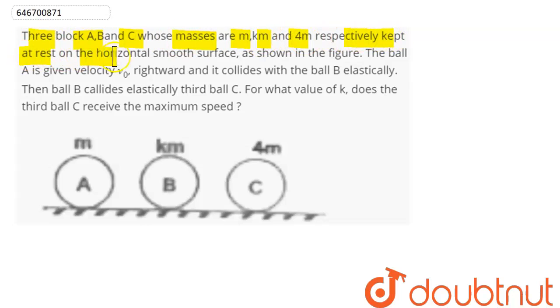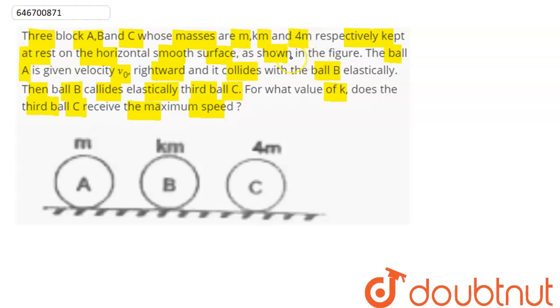Question is, three blocks A, B and C whose masses are m, km and 4m respectively, kept at rest on the horizontal smooth surface as shown in the figure. The ball A is given velocity v0 rightward and it collides with ball B elastically. Then ball B collides elastically with the third ball C. For what value of k does the third ball C receive the maximum speed here?